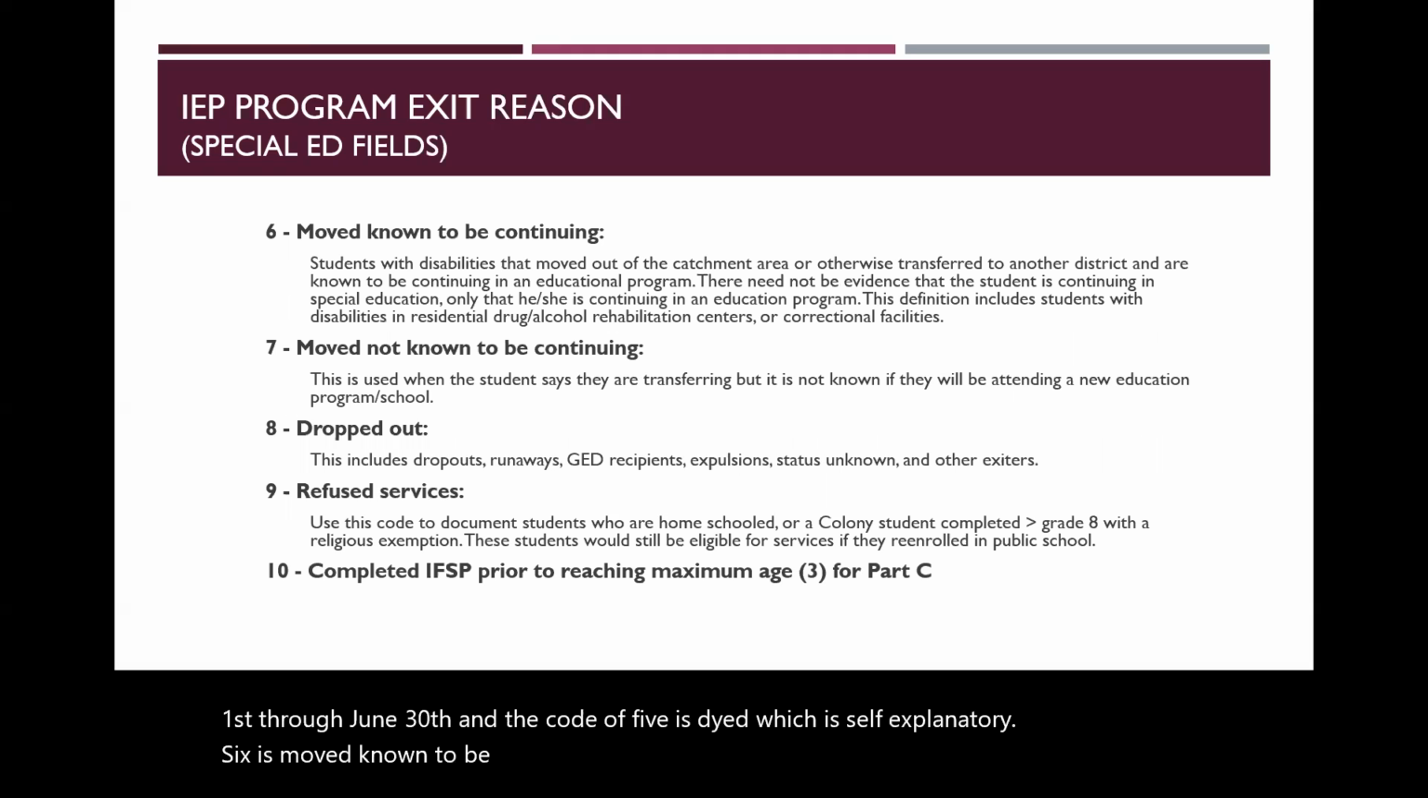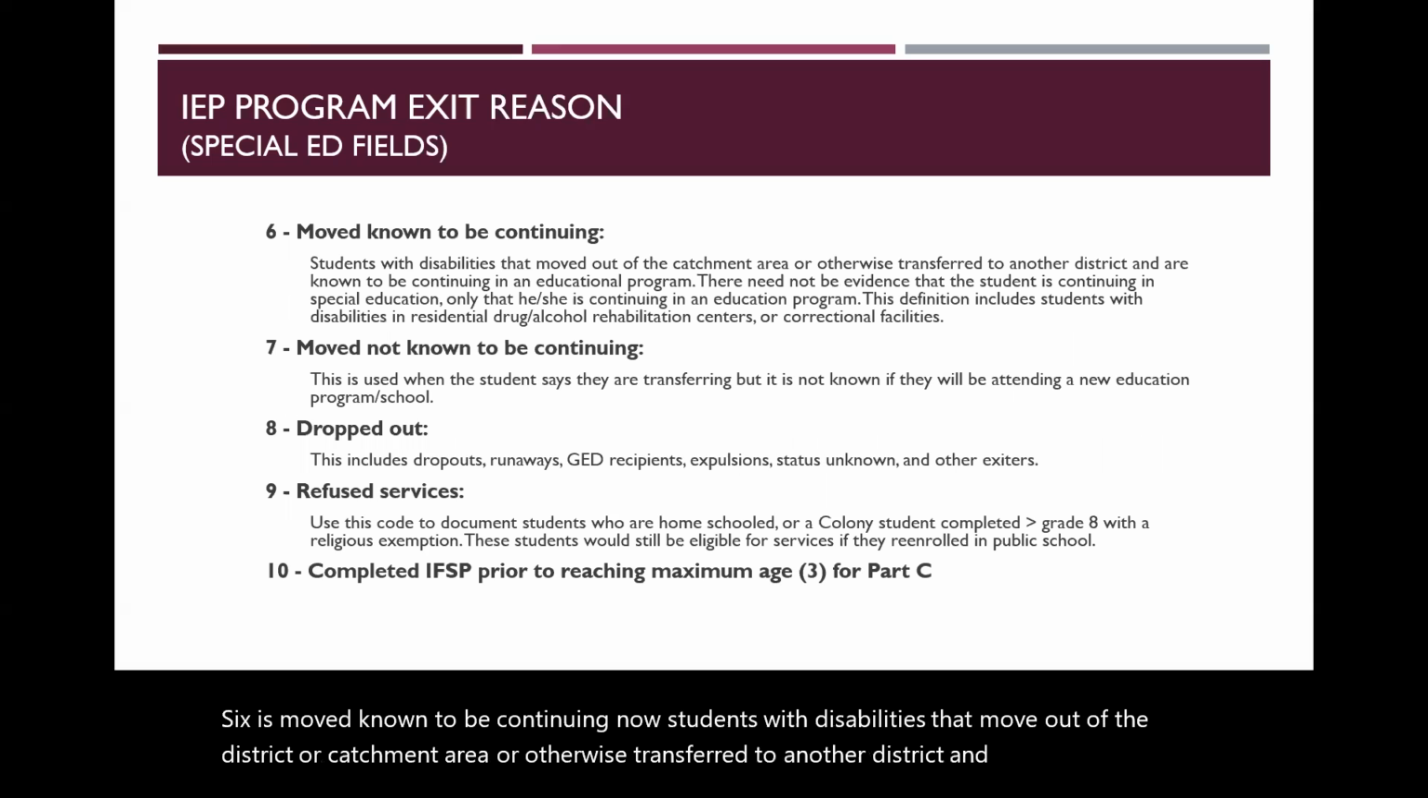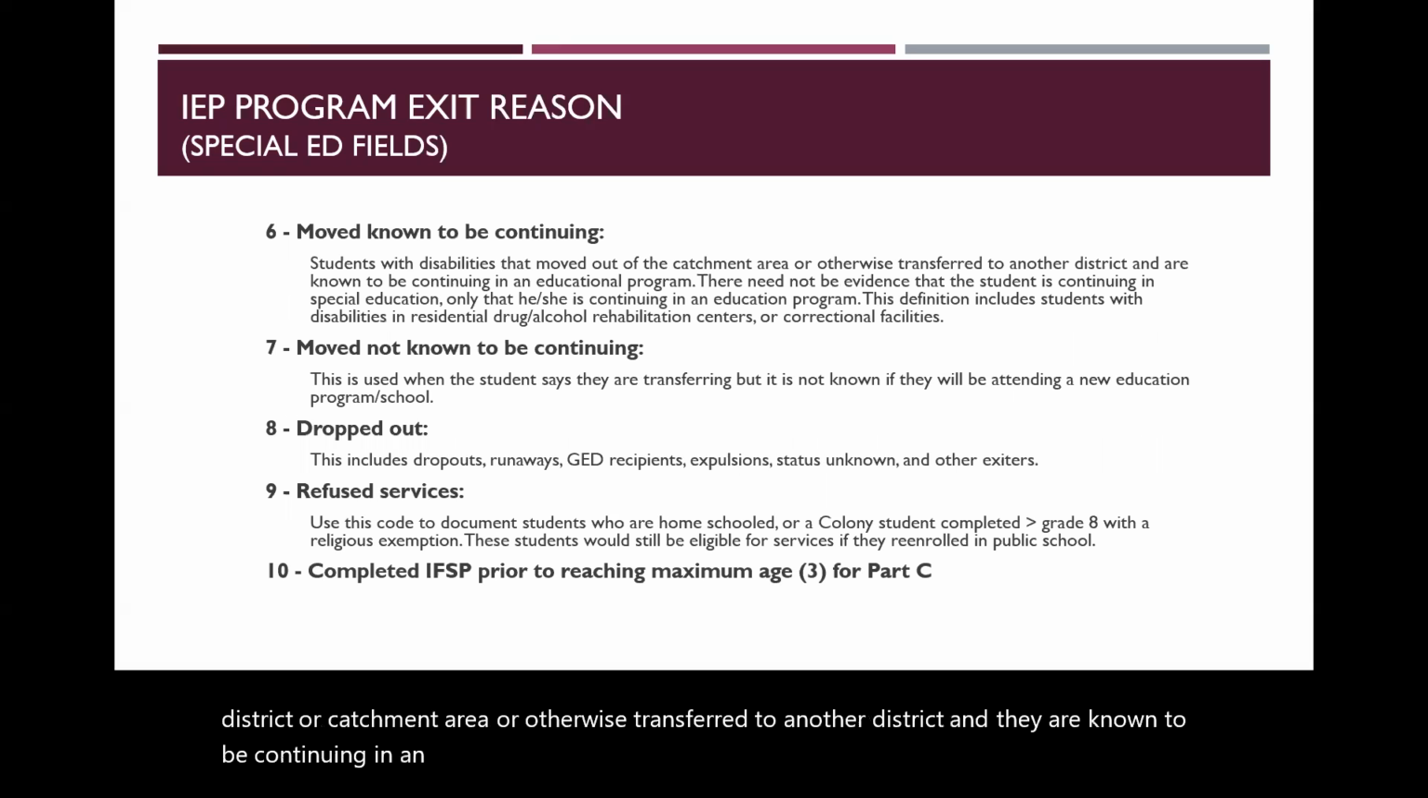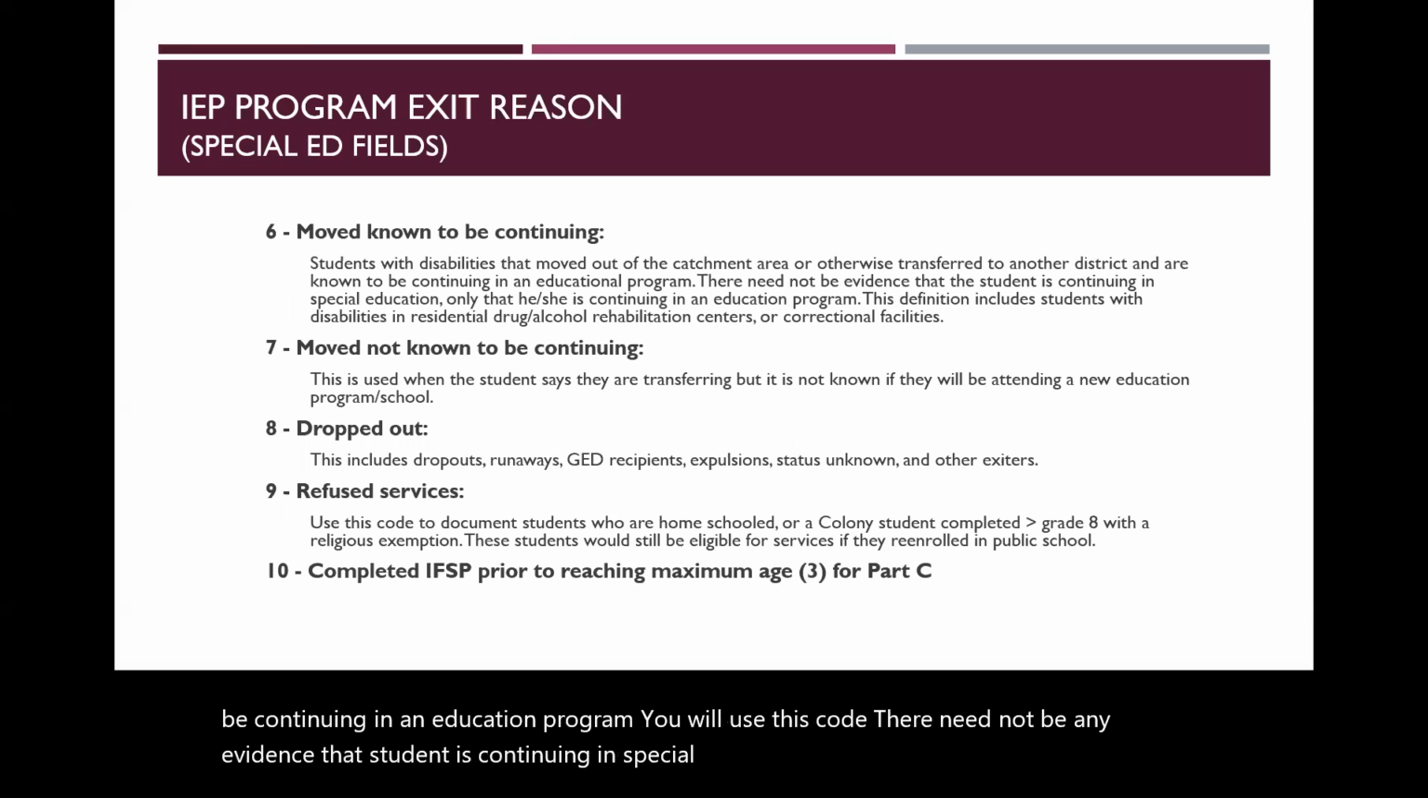Now, students with disabilities that move out of the district or catchment area or otherwise transferred to another district, and they are known to be continuing in an education program, you will use this code. There need not be any evidence that that student is continuing in special education, only that the student is continuing in an educational program.